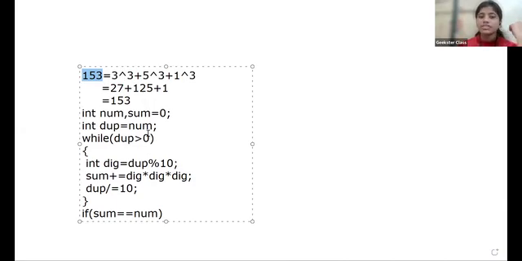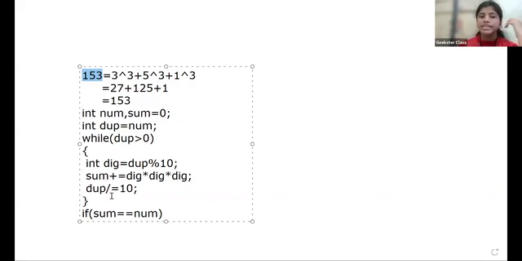Yes. Now 15 is again greater than 0. So here you will extract the digit, which will give you what? 5. Now in the same sum variable where 27 was stored, there 5 cube will also get stored. 5 cube will also be added up in that particular sum variable.